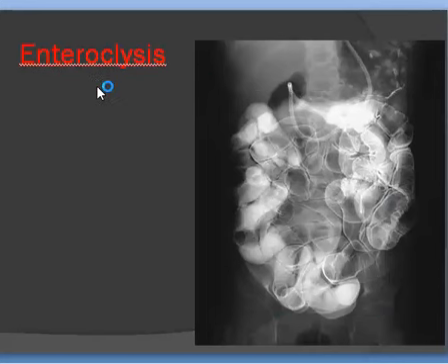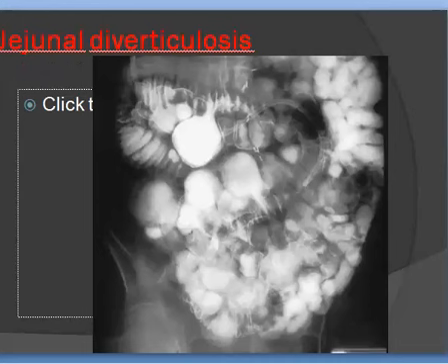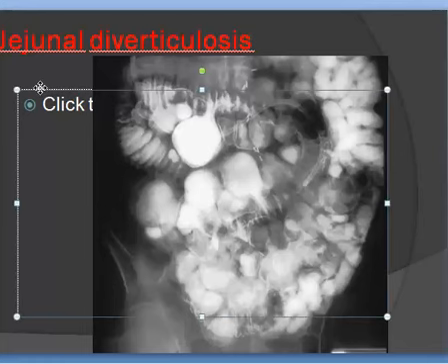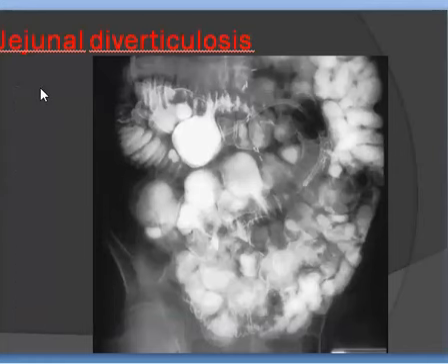This is what we call enterocolitis. Appearance of enterocolitis. Here are multiple jejunal diverticula with necks. A lot of diverticulae are seen scattered all over.